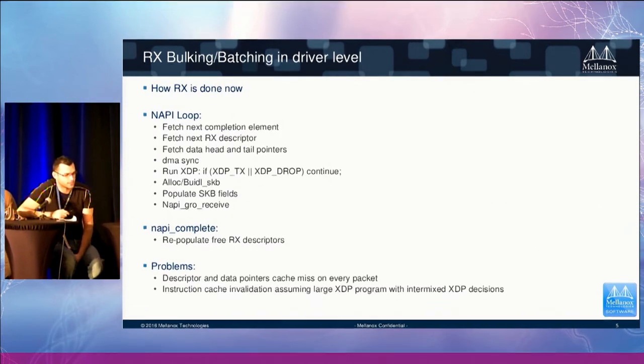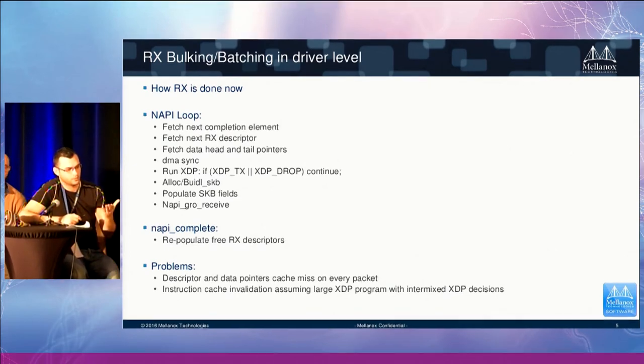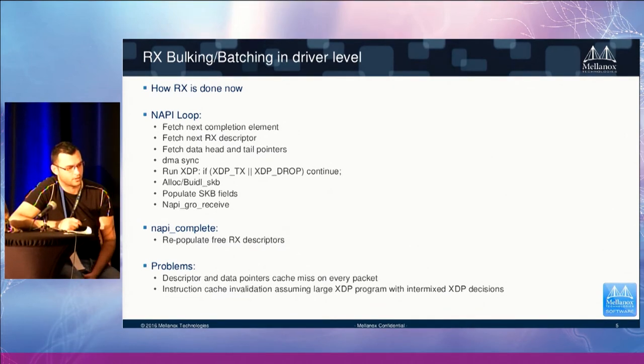Today, as we already said, this is what we have in an NAPI loop. We do some fetching of the RX descriptor and completion in case of our hardware. We fetch the data, sync the DMA, run the XDP program, build an SKB, populate the SKB fields, and then pass to the stack. This goes flat today, and we would like to do some bulking. The problem that we have, as I explained, is that we always hit a cache miss at the beginning of fetching the descriptor itself and the data pointers that this descriptor points to. Again, also instruction cache invalidation when we have large XDP programs.